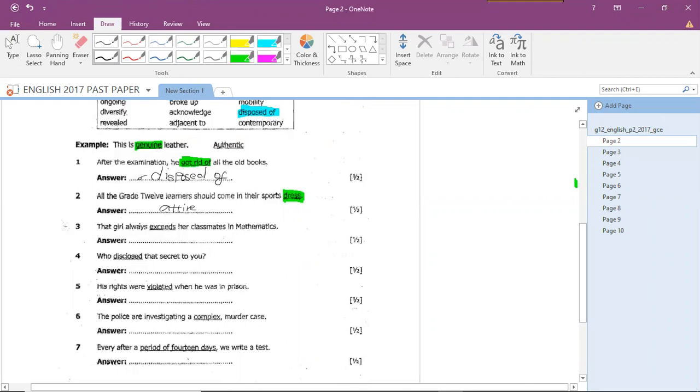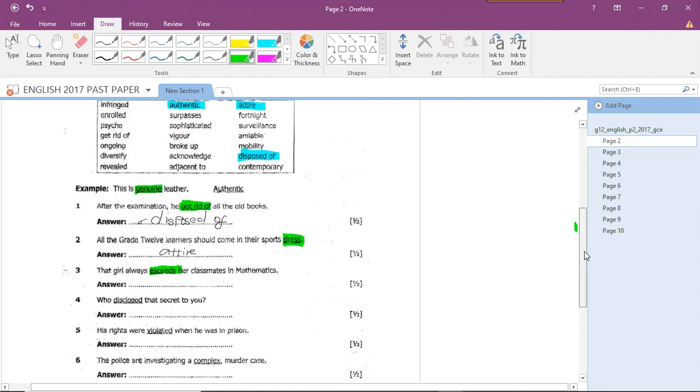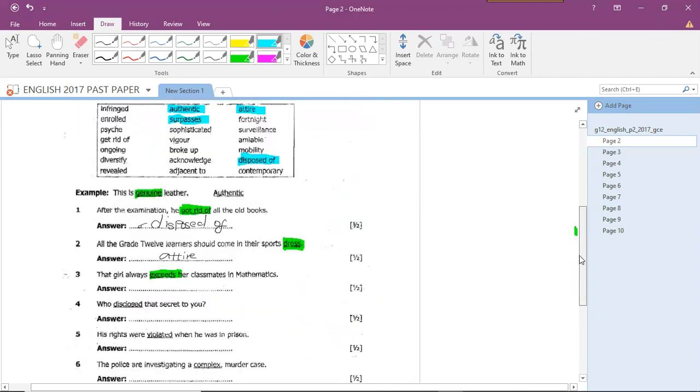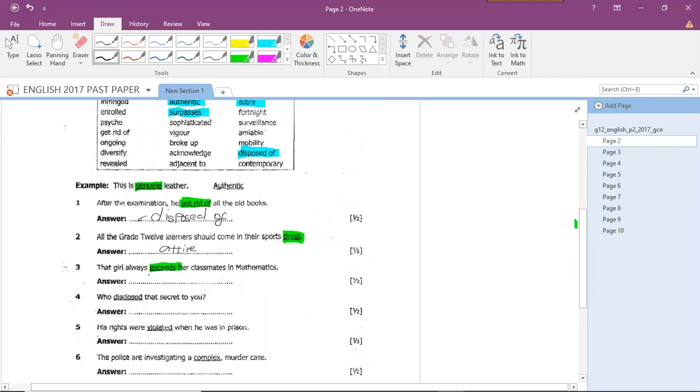Question 3 says, the girl always exceeds her classmates in mathematics. So here now it's going to be a collective of words. So we have to look for maybe two words that rhyme with exceeds. So the girl always exceeds her classmates in mathematics. Looking at this table here, the word that's synonymous with exceeds should be surpasses. So we have to use this word here, surpasses. So you highlight it with your pen there so that you keep track of all the words that you've used and you write your answer as surpasses.